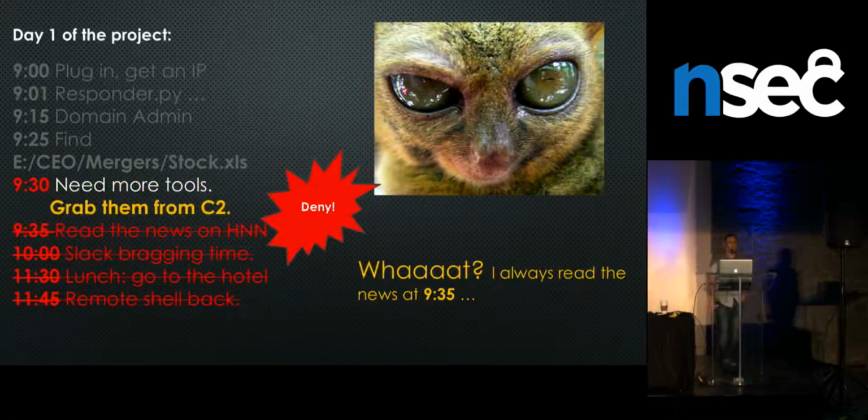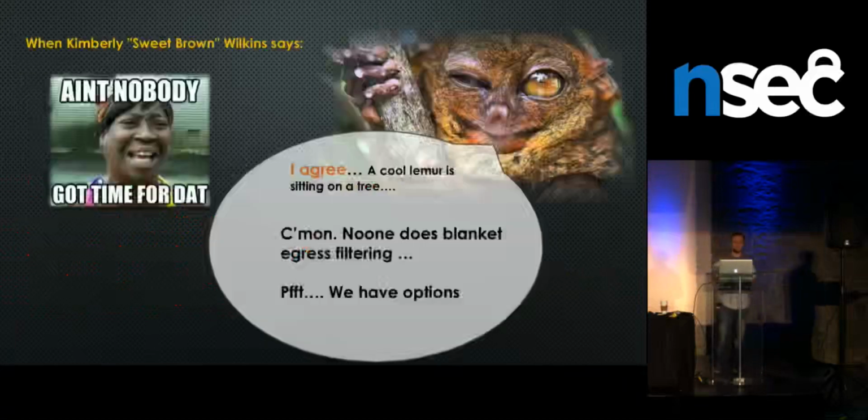So 9:30 in the morning, Misha has gotten the admin. Misha has probably gotten some of the data from a company and tries to get it out, get to his C2 or whatever the case may be. He's not able to do that, right? He's frustrated. What does he do?